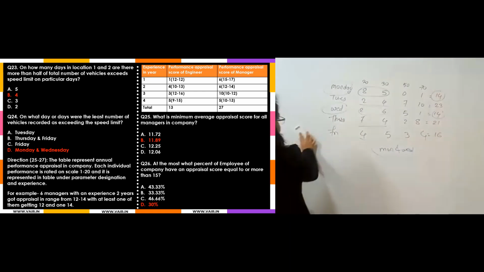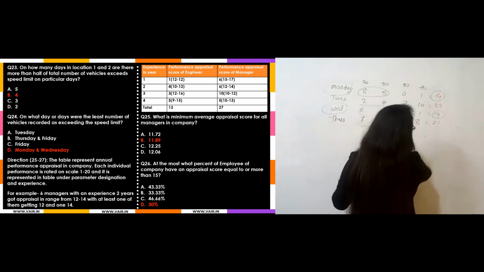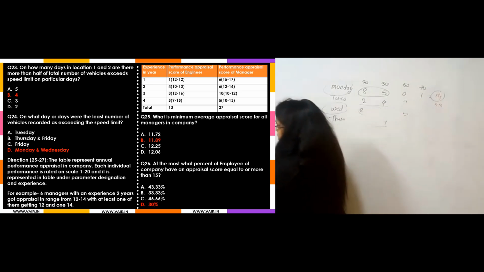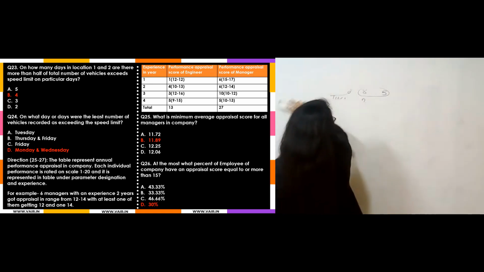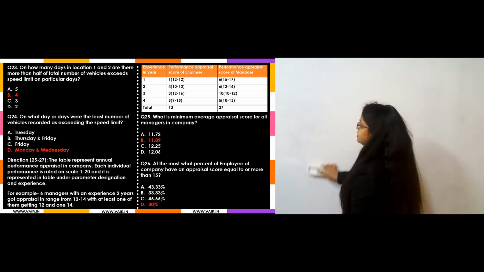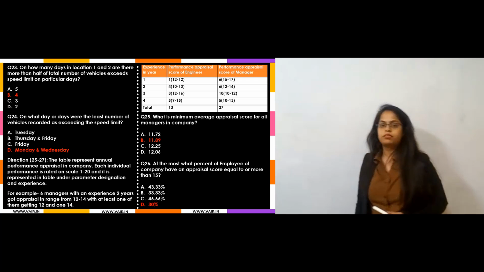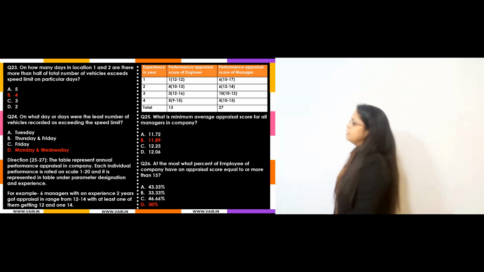Now let's solve the next questions, 25 to 27. You can see that up to these 24 questions, everyone should be able to solve all of them. सारे के सारे questions बहुत easy थे अब तक के. Now you can see the next one. What are they saying here?